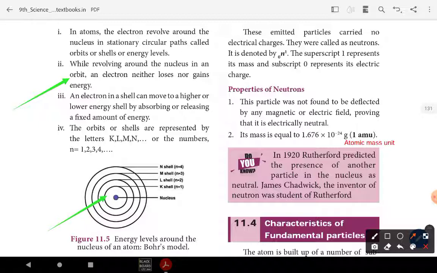Okay, then what's the third point? The third point: the electron in a shell can move to a higher or lower energy shell by absorbing or releasing a fixed amount of energy.